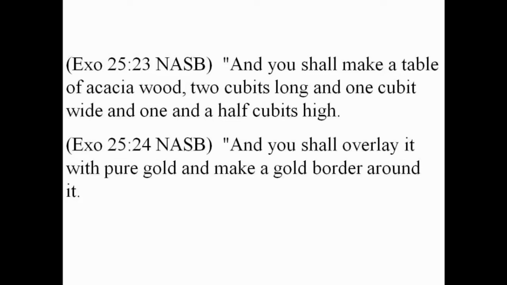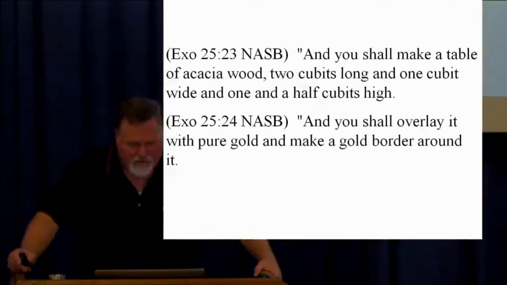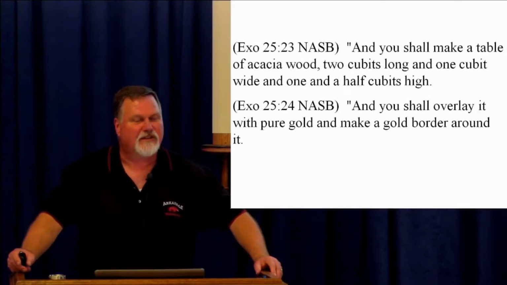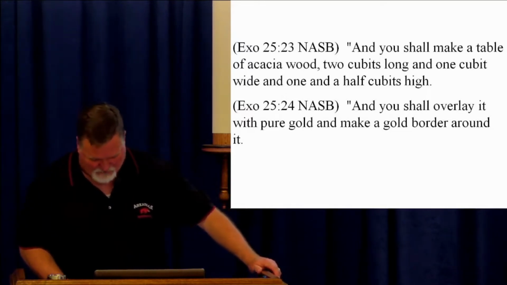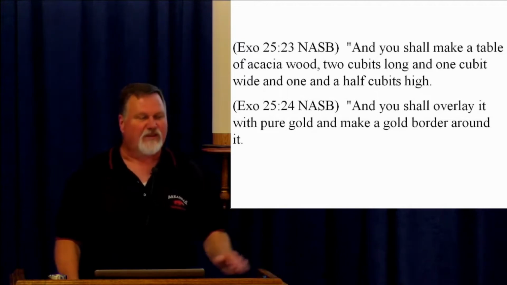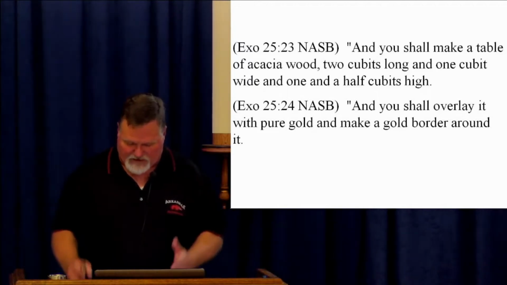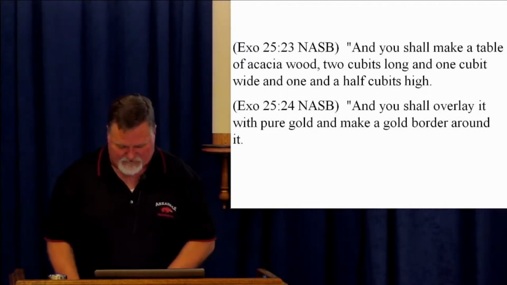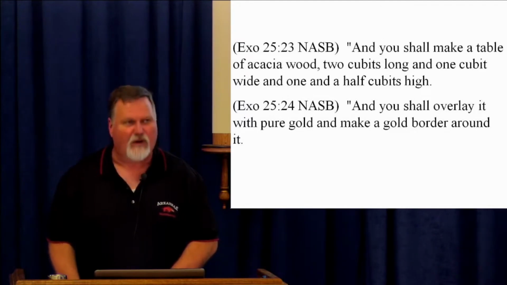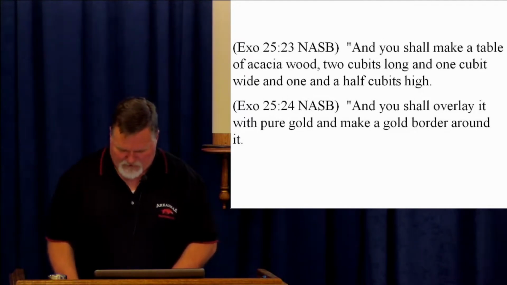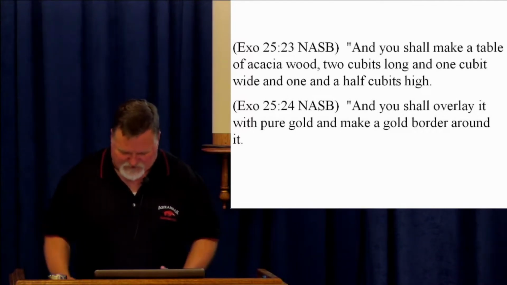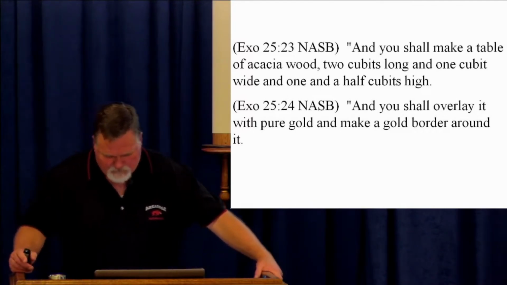The table of showbread is what we're talking about here. It's made of the same materials as the Ark of the Covenant. It's made the same height as the Ark. And once again, the almost incorruptible acacia wood speaks of the humanity of Messiah. The wood is a product of the earth, but it's almost totally unaffected by the deteriorating processes in the world. And once again, that's Messiah and his humanity.